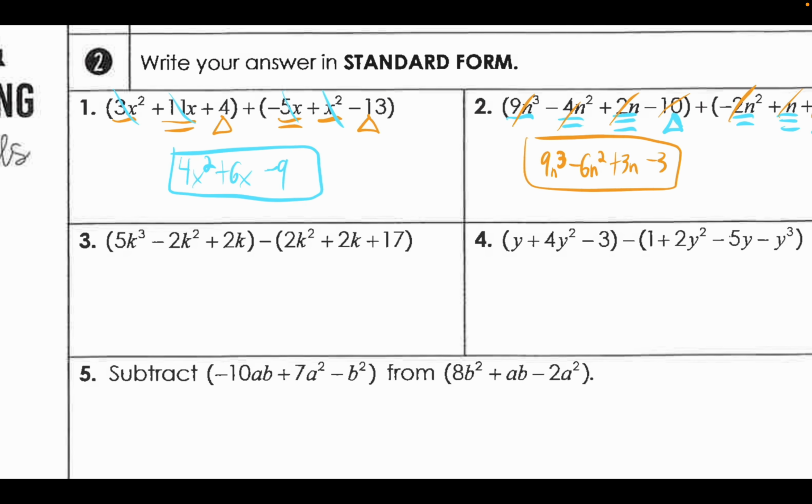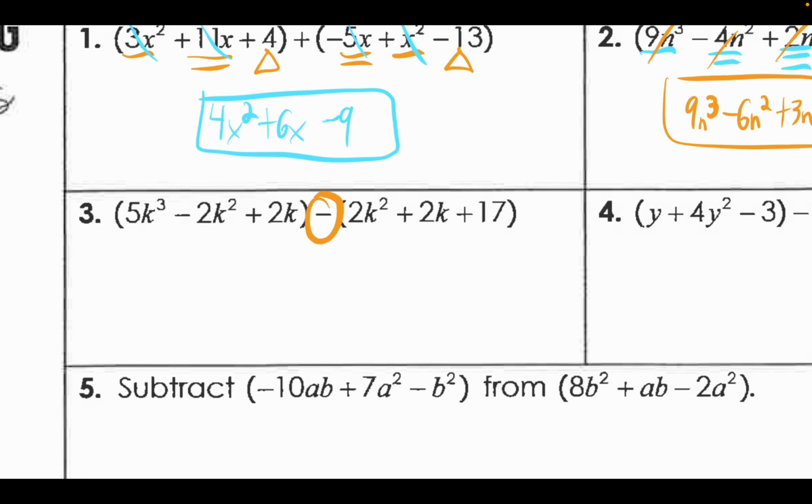Numbers 3 and 4 differ slightly in that it's subtraction. So what we have to do is change this to addition and change every sign in the next parenthesis to the opposite. If any of those were minus signs, which we'll see on number 4, they'd become positive signs. Now I once again underline here. K to the third is first, k squared will come second, k to the first comes third, and the one without a k, just the constant, comes last.